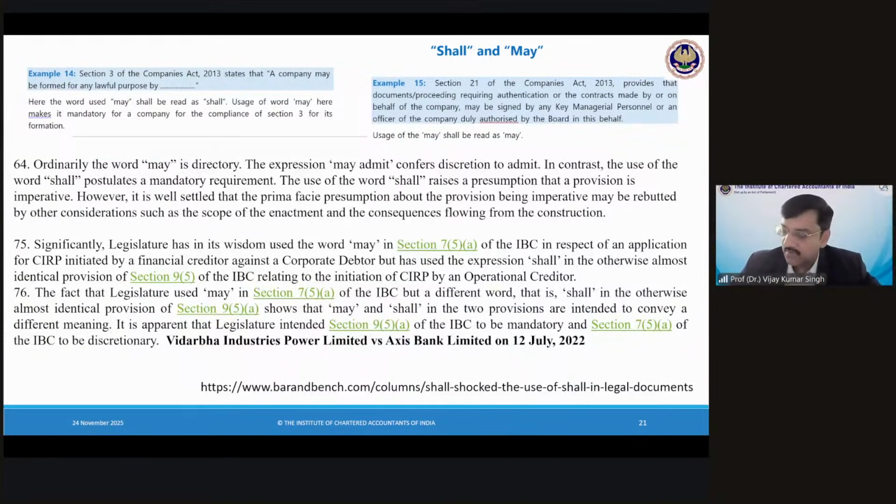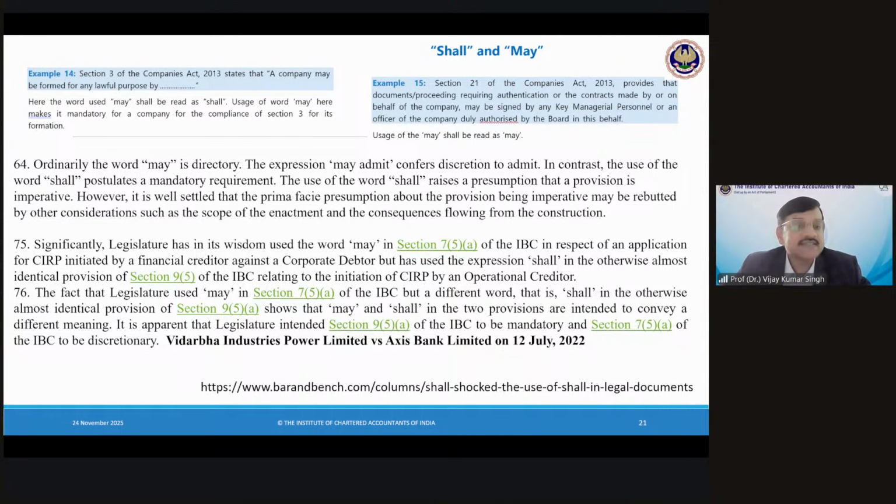So, on the face of it, prima facie, if you are not interpreting it, may would mean directory and shall would mean mandatory. However, by way of interpretation, by looking at the context of the legislation, the premise of the legislation, the object of the legislature, you define whether this is may or shall. Let us look at another provision of IBC to understand this better.